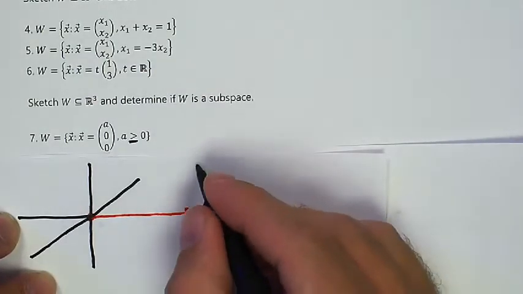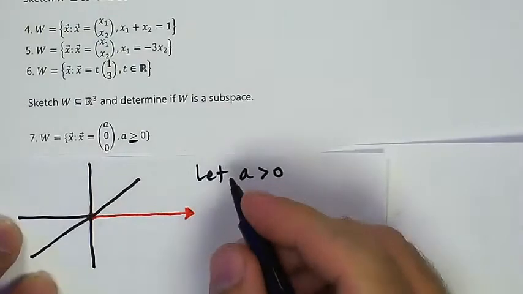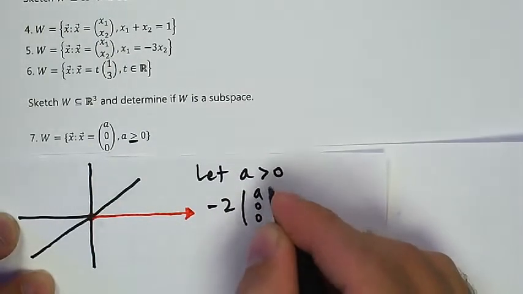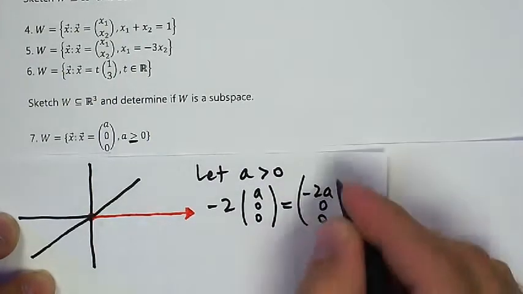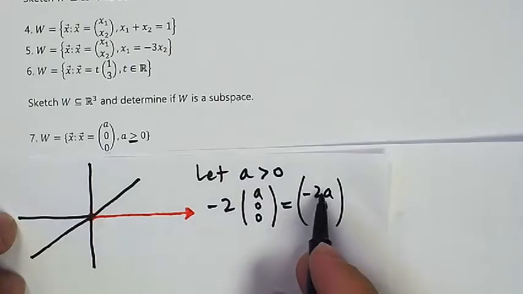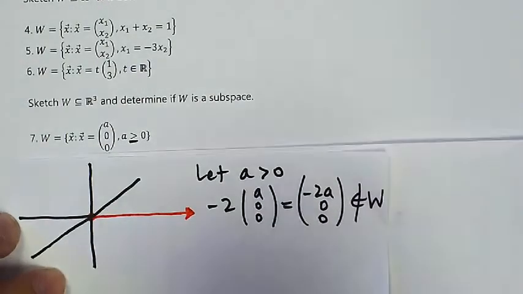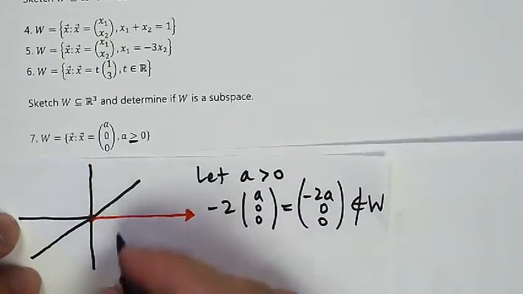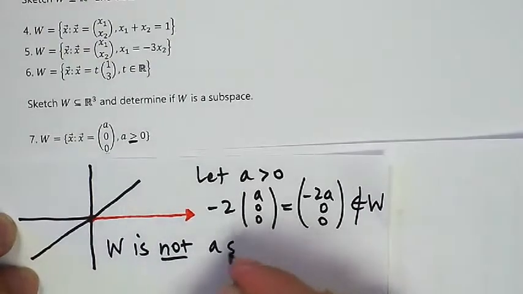So if you take, let a be a positive number. If I take negative 2 times (a, 0, 0), that equals (negative 2a, 0, 0). Because a is a positive number, I know negative 2 times a has to be a negative number. This is not in W. Negative 2 is a real number. So this is not closed under scalar multiplication, so W is not a subspace.